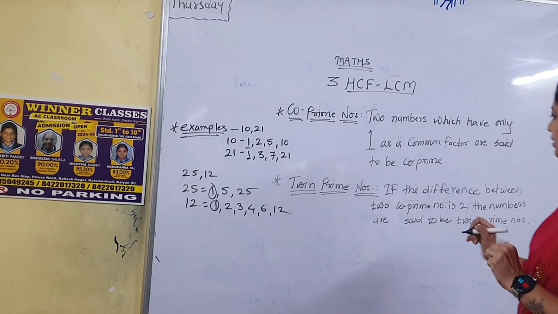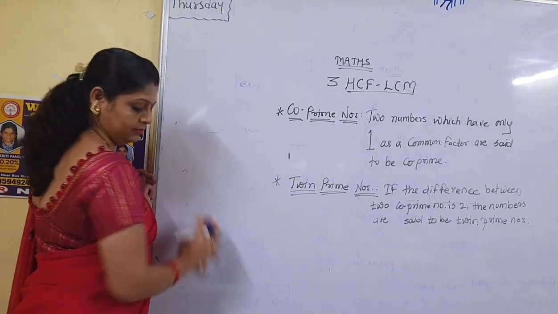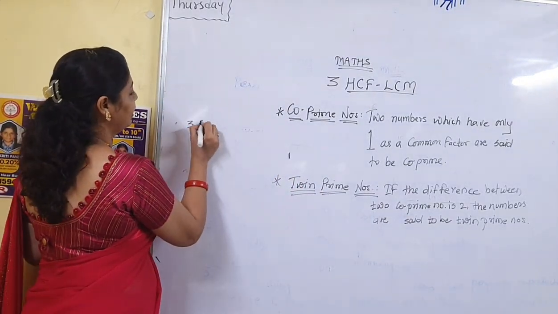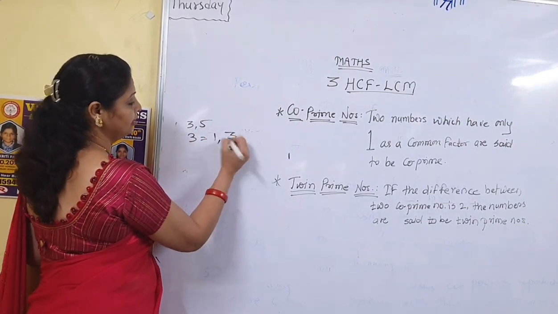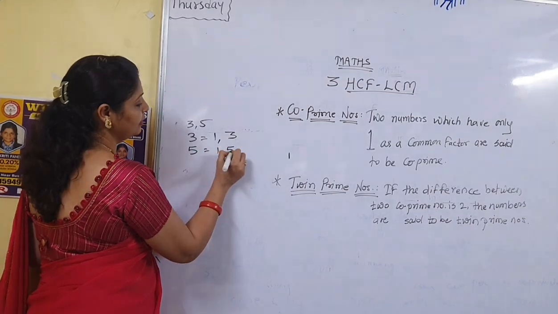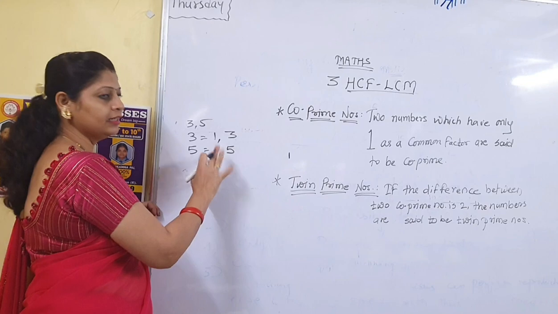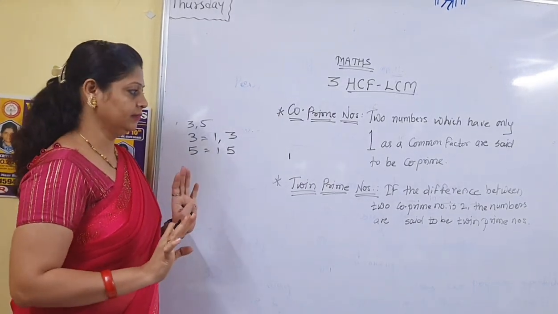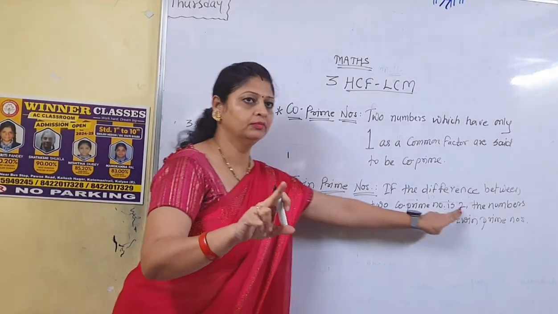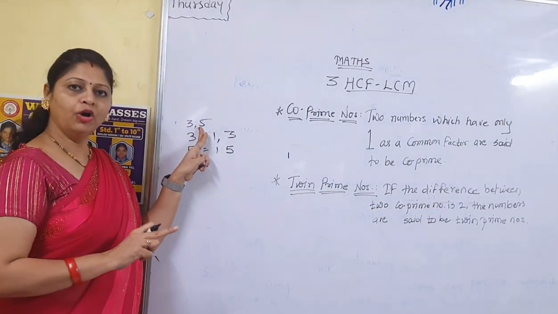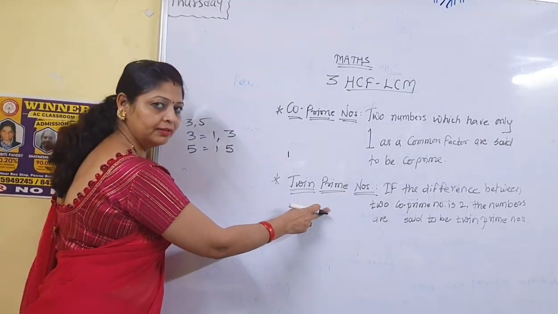For example, see children, now I have these examples: 3 and 5. I am writing the factors of 3: 1 and 3. And the factors of 5 are 1 and 5. These are co-prime numbers. It is confirmed because 1 is a common factor. But what they said is they want the difference of 2. 3 and 5, how much difference between them? 2. Therefore 3 and 5 are twin prime numbers.